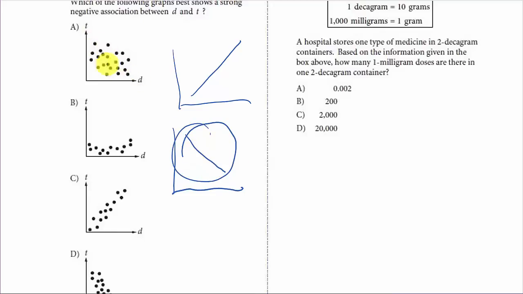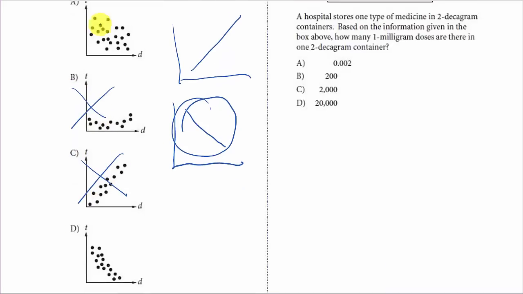These are kind of going down. This one's not, so we know it's not this, and we know it's not this because that's positive. So it's between A and D. But which one looks stronger? This looks more like a line than this up here does, and so the answer would be D.